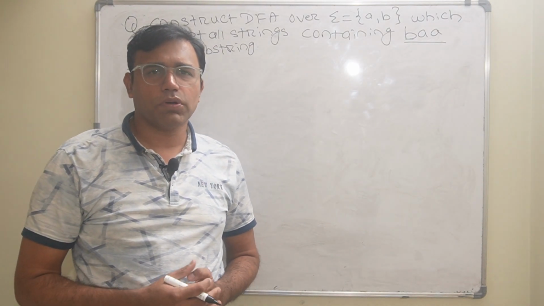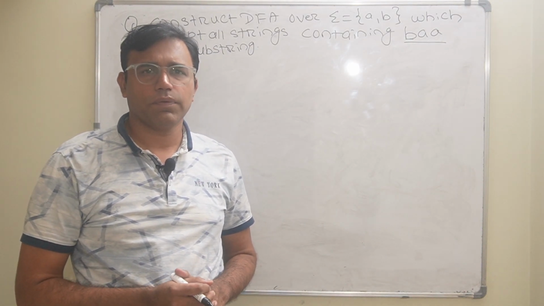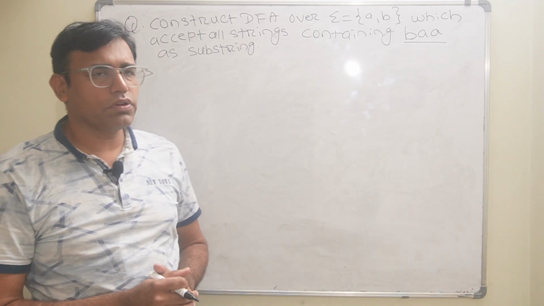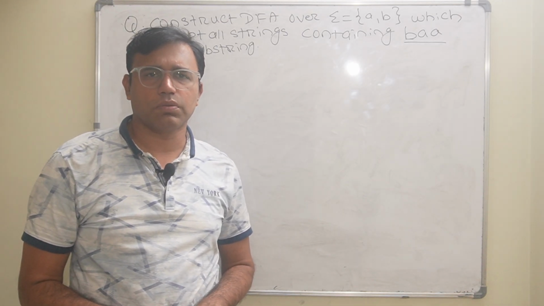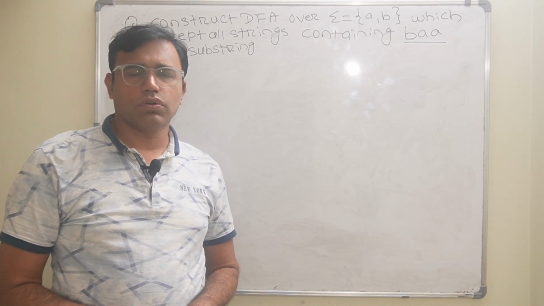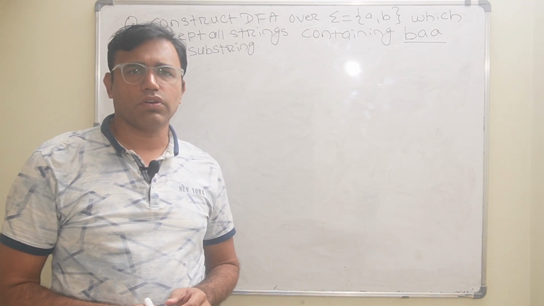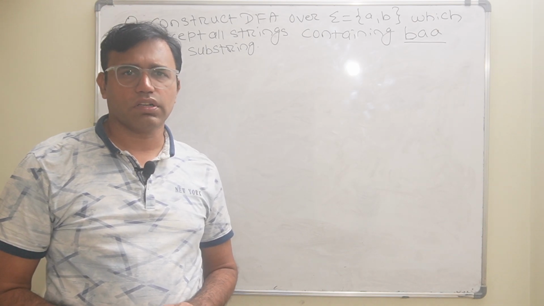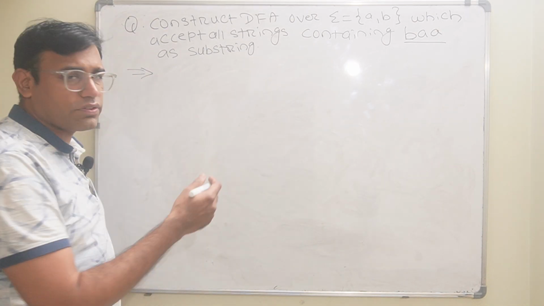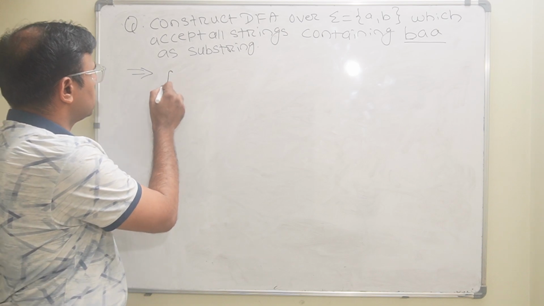Hello friends, the topic of this video is construction of DFA. In this video we'll see how to construct the DFA which will accept BA as substring, with input symbols A, B. Before directly constructing the DFA, we'll see the possible strings and then I will construct the DFA for the same. So let us see the possible strings which will contain BA as substring.